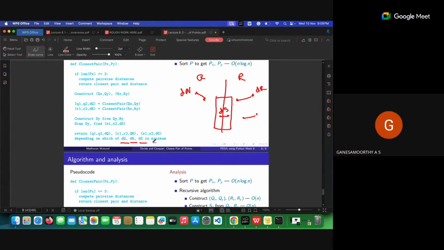Tell me, sir, this ds may be horizontally also shortest distance, no? Yes. See, dq, dr are in the partition only, in the sub problem. But whenever it's merging, you require across boundaries, no? Look at across boundaries.